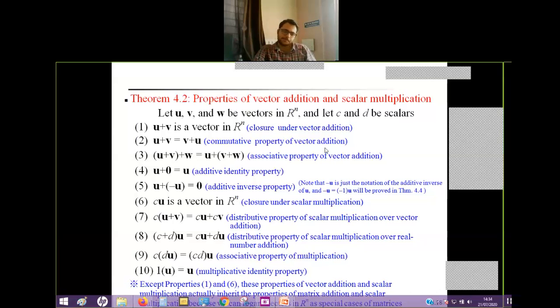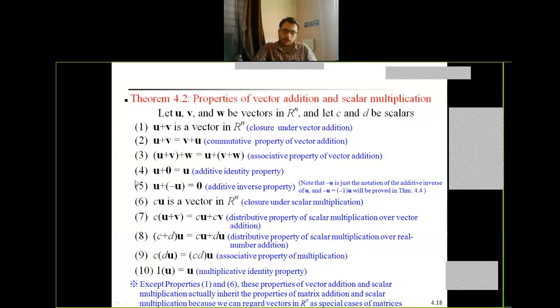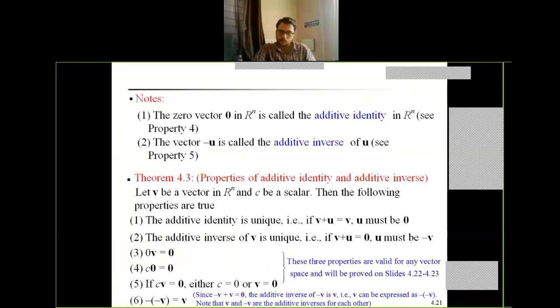So in this way the additive identity is defined. Whenever I say additive identity, you should remember that the 0 vector exists. If any vector space is satisfying the additive identity property, then we will say that the vector space is having a 0 vector. Next, the vector minus u is called the additive inverse of u. Now please see why this minus u is very important to us.